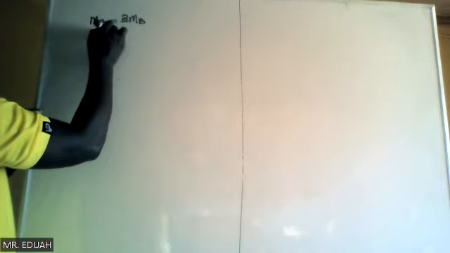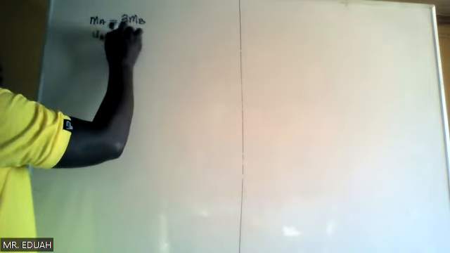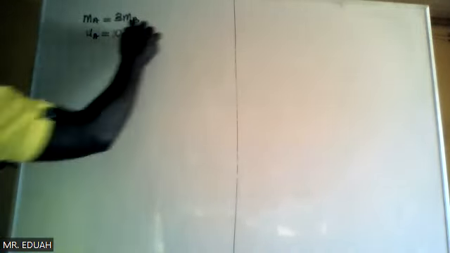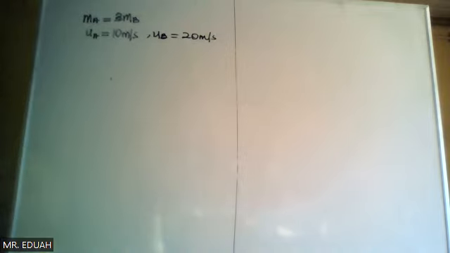UA is 10 or 20. Charlotte, is UA 10 or 20? I said, is UA 10 or 20? Velocity of A is 10. Okay, then UB is 20 meters per second.